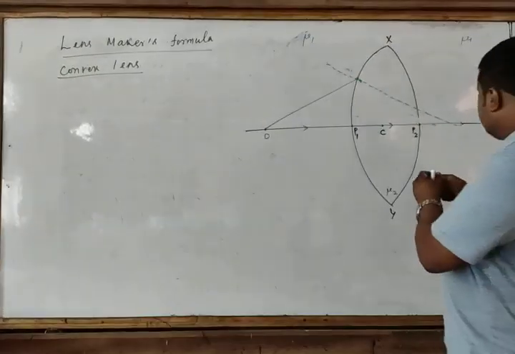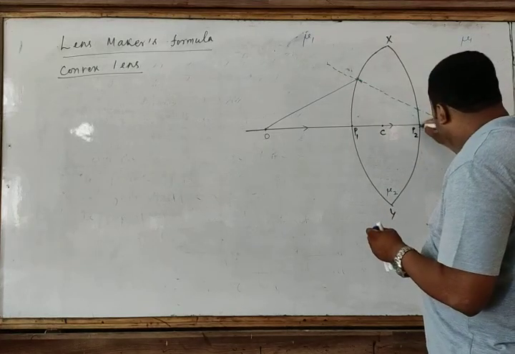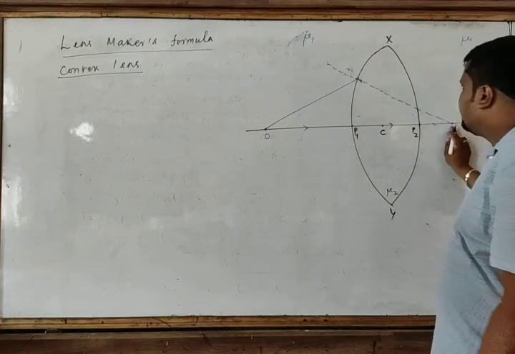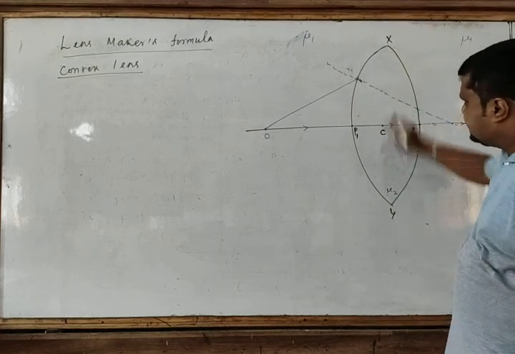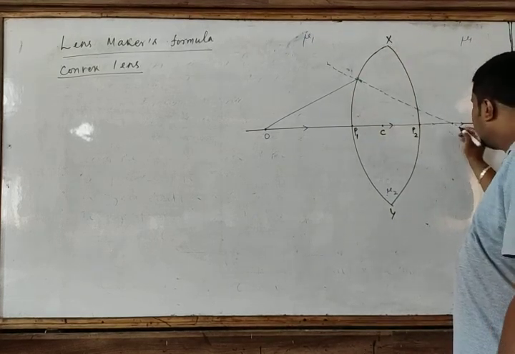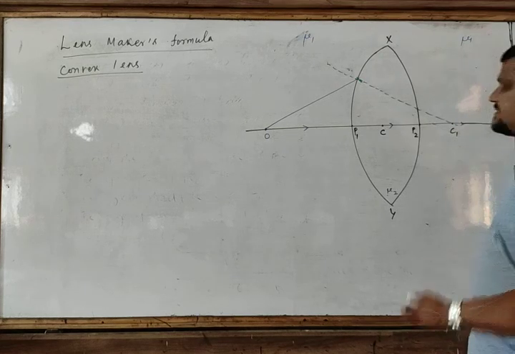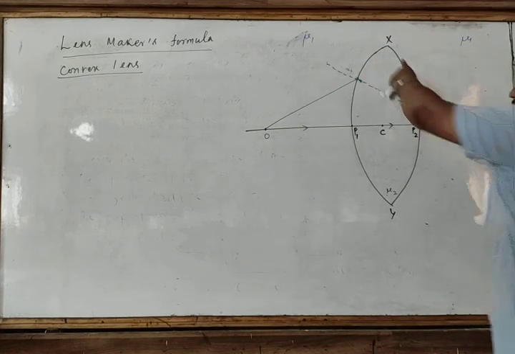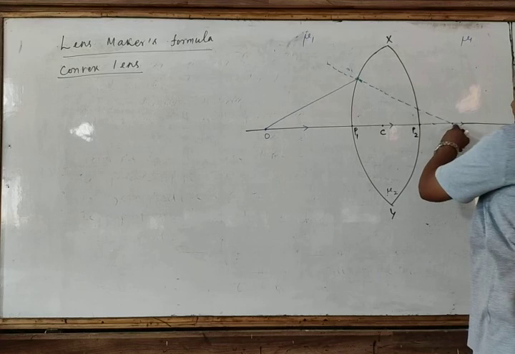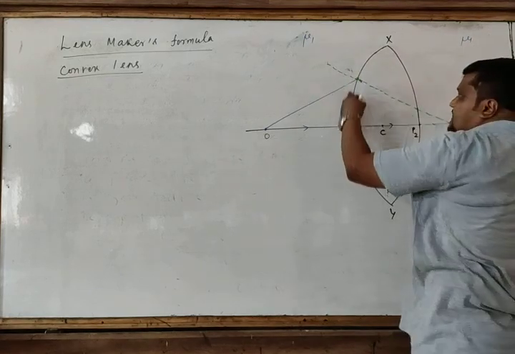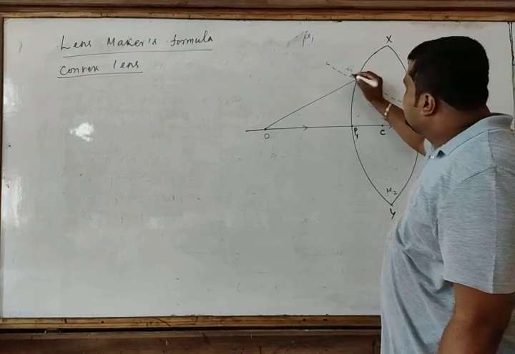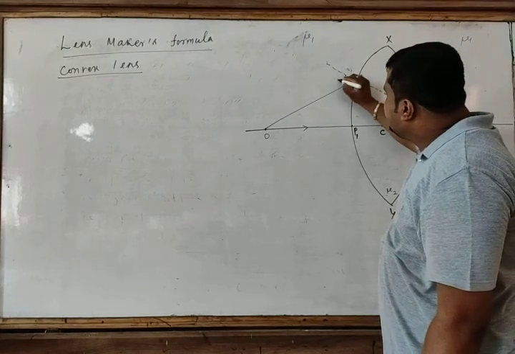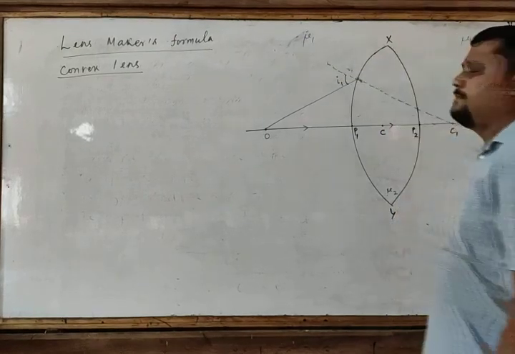If this is the normal on the surface, it is called the normal drawn on XP1Y, this curved surface. This point should be called the center of curvature, C1. For the surface XP1Y, a line passing through the center of curvature will be perpendicular to the surface. So this is the normal. Then this will be the incident angle, suppose I1.